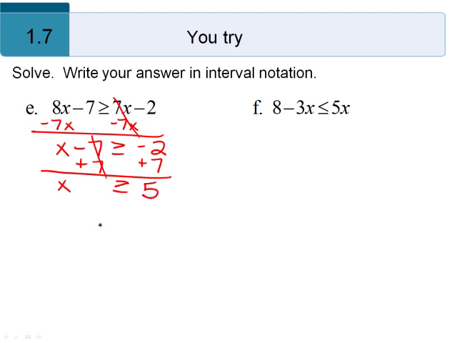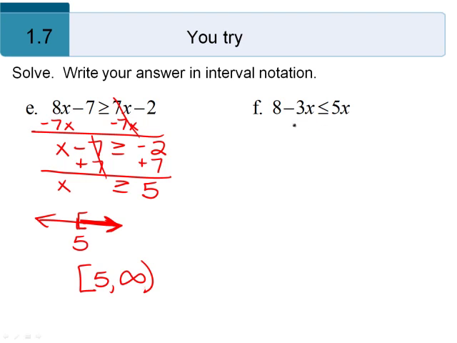Okay, so just kind of think about the number line. Greater than or equal to is going to be a bracket at 5, and it's going to go out to the right. I just think it's easier to see the interval if you can see it on the number line. So it starts at 5 for our interval, and it goes all the way out to positive infinity. All right, letter F.